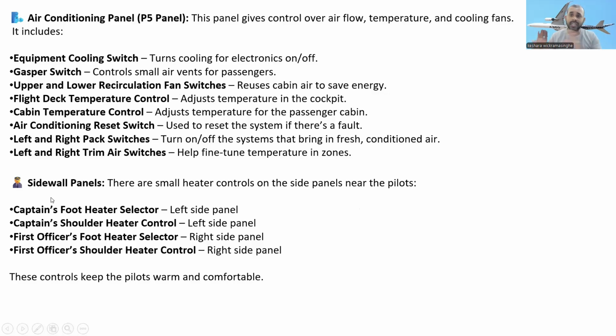All right, so now the sidewall panels. These are small heater controls on the side panel near the pilots. The captain's foot heater selector is situated in the left side panel, and the captain's shoulder heater control is also in the left side panel. The first officer's foot heater selector and shoulder heater control are in the right side panel. So these controls keep the pilots warm and comfortable.